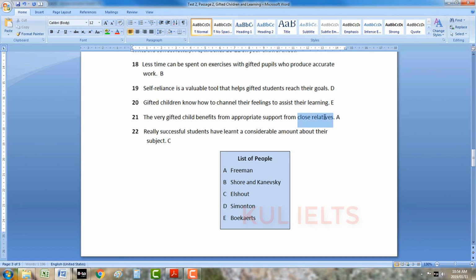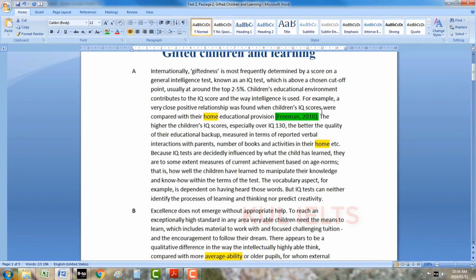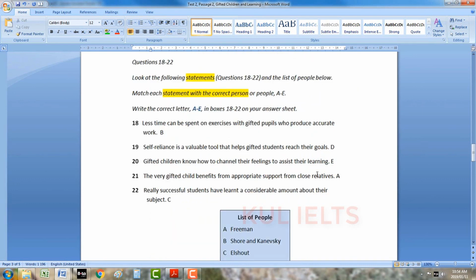The close relatives is what we want to find. Support from close relatives. And we're just looking for some close relatives. Can you see the close relatives? And there's the close relatives, the parents. So it was actually in the sentence after. Alright, so that was A.